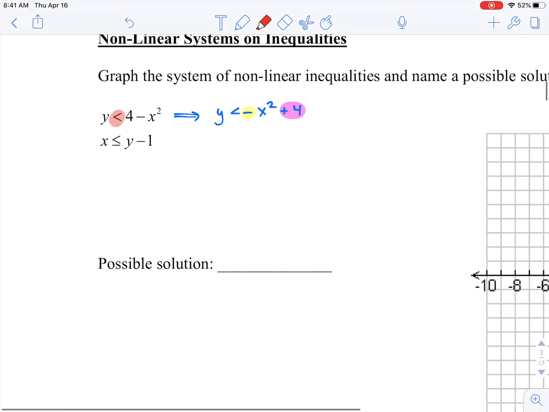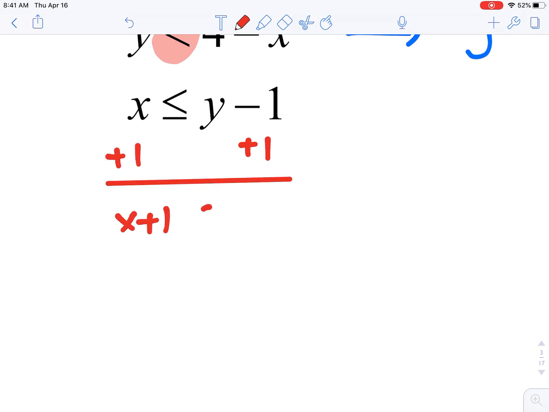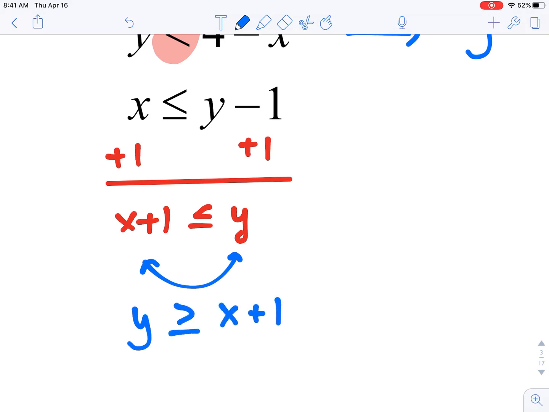And now we're going to do the next one. This is just a line. I would actually organize it a little differently. I would add 1 to the other side. So I have x plus 1 is less than or equal to y. Now, I always personally like to have my y on the left side. That way my inequality matches what I'm thinking for my shading. If I flip my two sides, I must also flip my inequality.